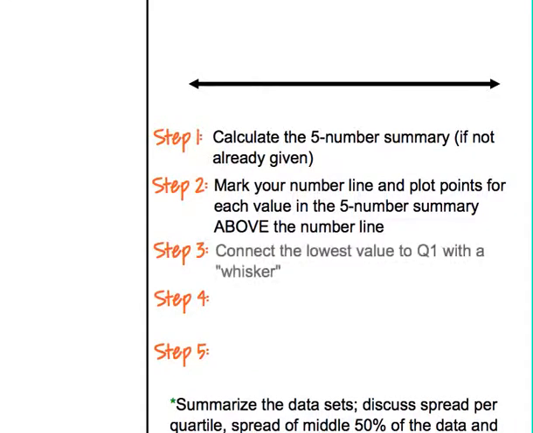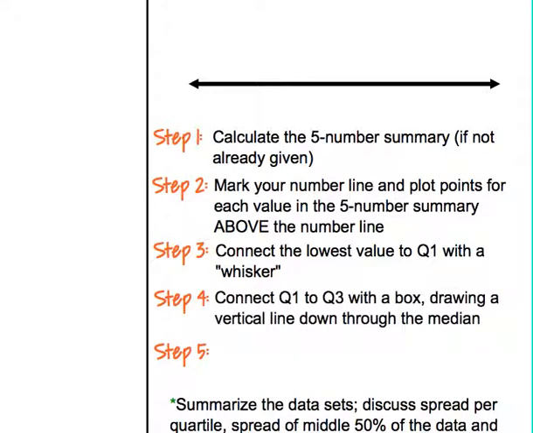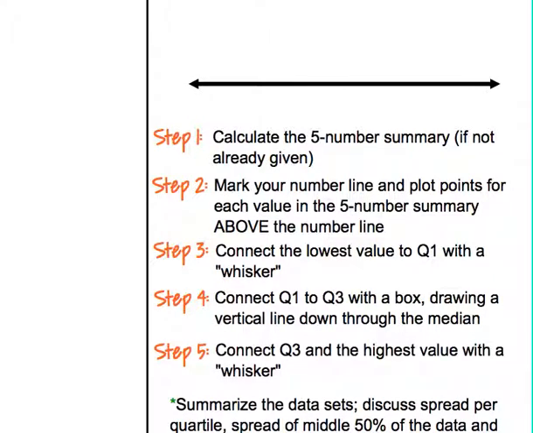Step 3 is, once you have your 5 points plotted, you're going to connect the lowest value to quartile 1 with a whisker, and I'll show you what that means. Then we'll connect quartile 1 to quartile 3 with a box, and we'll draw a vertical line down through the median so we can separate that box. And step 5 then is going to be to make that last whisker from quartile 3 to the highest value.